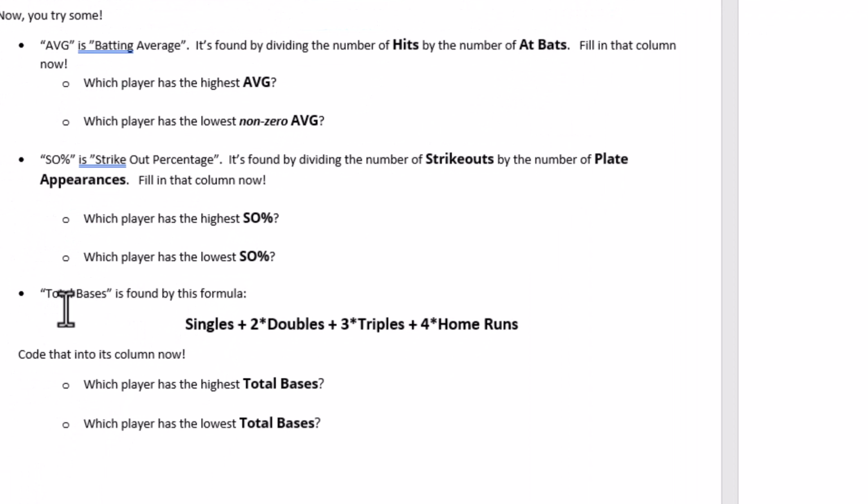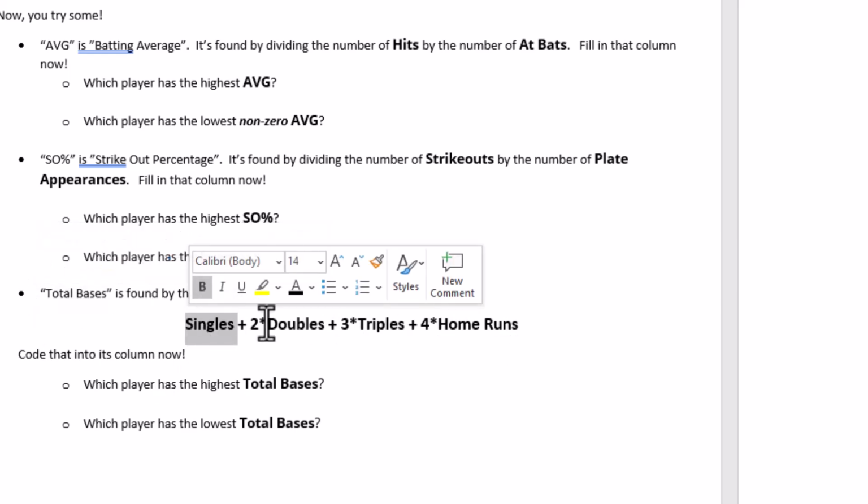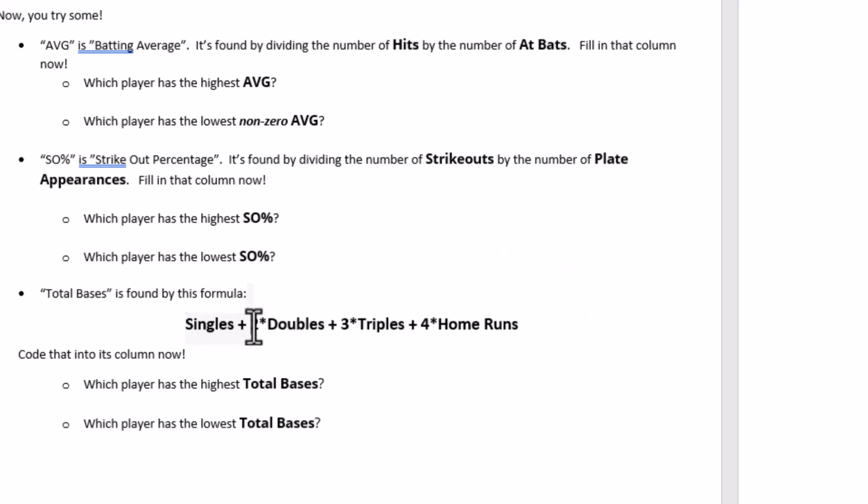Okay. Total bases, found by this formula: singles plus 2 times the doubles, plus 3 times the triples, plus 4 times the home runs. Code that into its column now. Okay, so singles plus 2 times doubles, plus 3 times triples, plus 4 times home runs. Okay, I can see why this is called total bases, because for a single, you get 1 base. For a double, you get 2. So if you take the number of doubles you have times 2, that's how many bases you actually touched.